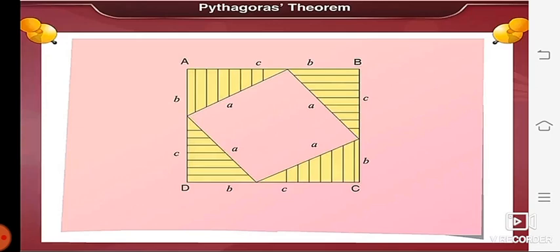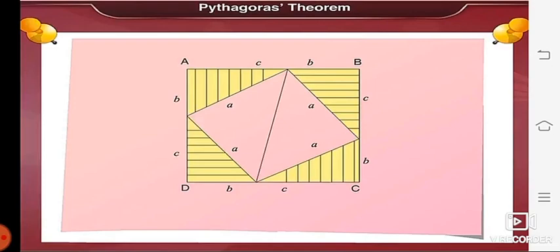We have to verify it without using a protractor. Yes, means without using a protractor, can we know that every angle of this quadrilateral is 90 degrees? Yes, we can verify that. What we have to do? We have to just draw a diagonal in it.